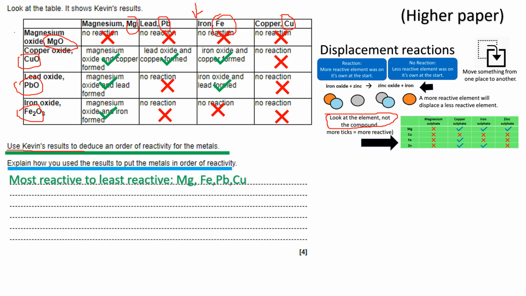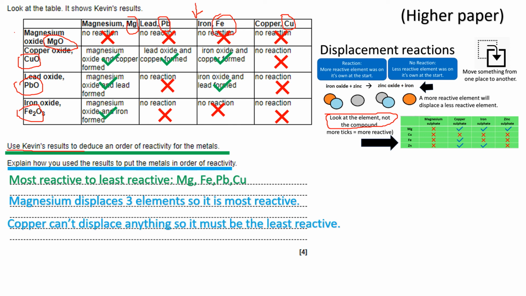So why did we put magnesium first? Well, very simply, magnesium displaced more elements than all the rest, didn't it? So let's be a bit more specific. Magnesium displaces 3 elements, so it's the most reactive. Now let's go back to the next one. So I would then go probably the opposite end. I could probably go to copper. Copper can't displace anything, so it must be the least reactive. Yeah? What about lead and iron? This is a little bit more complicated to phrase, isn't it?